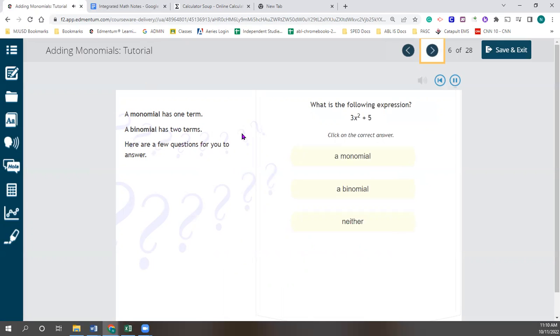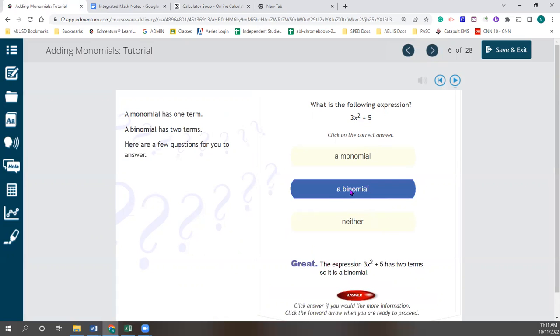Here are a few questions for you to answer. What is the following expression? 3x squared plus 5. Is it a monomial, a binomial, or neither? If it was a polynomial, as in there were three terms or more, then you would put neither. I notice that there is a term here and a term here. So there are two terms, binomial.